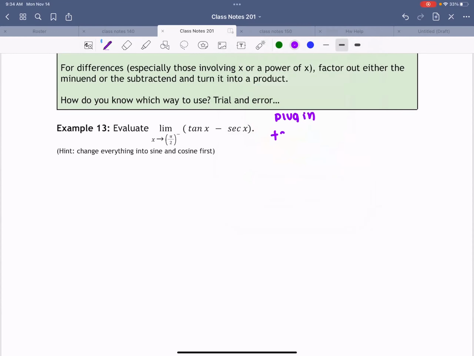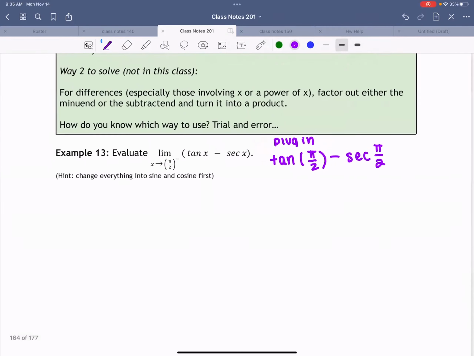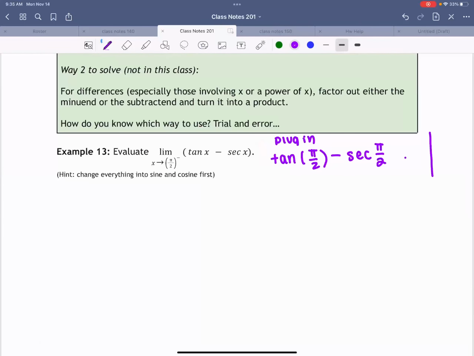We're going to do the tangent of pi over 2 minus secant of pi over 2. Uh-oh. What's tangent of pi over 2? It's 1 over 0. It's undefined, right? Let me just draw the graph of tangent so everyone sees it. Remember, tangent kind of looks like the disco man that looks a little bit more smushed. Tangent is smushed between the lines pi over 2 and negative pi over 2.